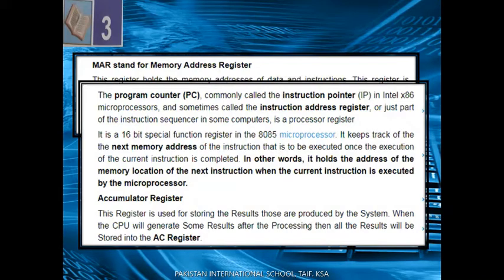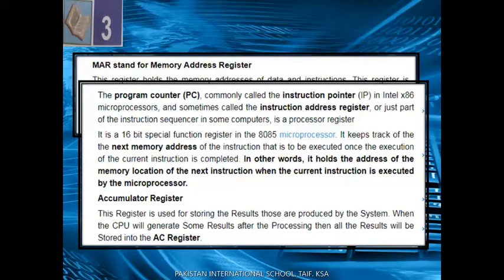The program counter register, commonly called the instruction pointer, IP register, in Intel 86 microprocessors, and sometimes called the instruction address register, memory address register, or just part of the instruction sequencer in some computers, is a processor register. It is a 16-bit special function register in the 8085 microprocessor. It keeps track of the next memory address of the instruction that is to be executed once the execution of the current instruction is completed.